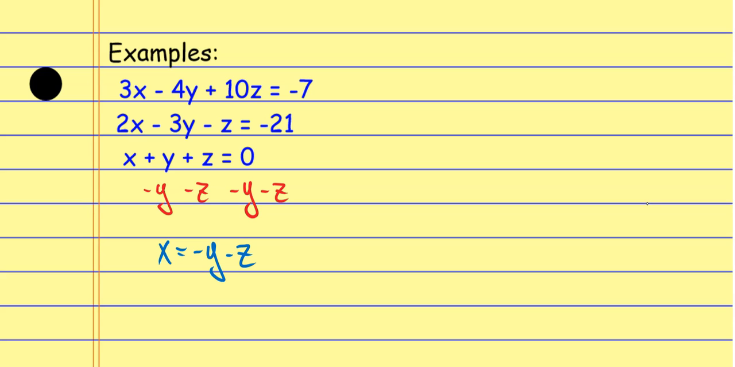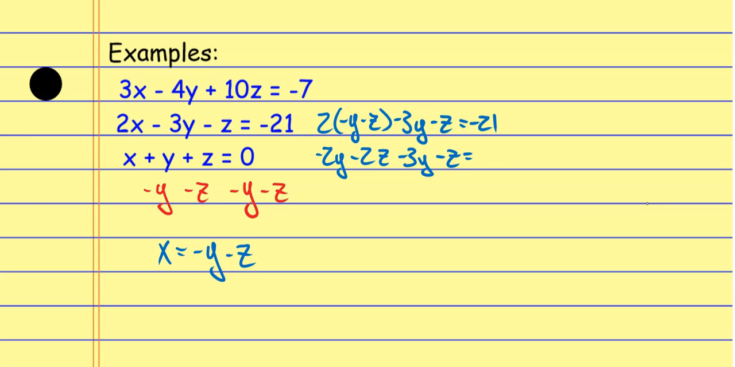Okay? And so now what I want to do is substitute that in. But unlike before, it's not just one equation I have to substitute into. It's 2 of them. So I have to substitute this in twice. Okay? So I'm going to substitute it into this guy. I'm going to replace the x with the negative y minus z. And now I can simplify. So here it's my distributive property. And then combine like terms. And that's all I can do with this equation.